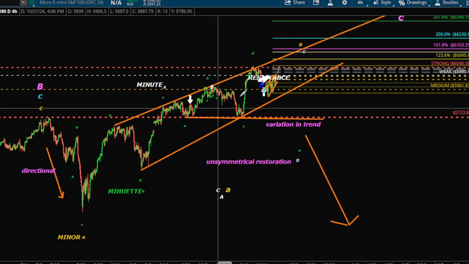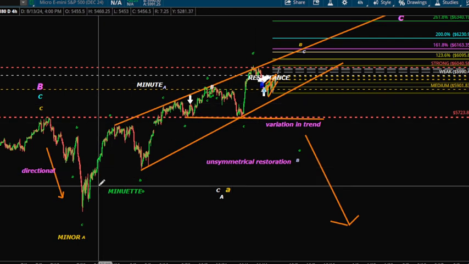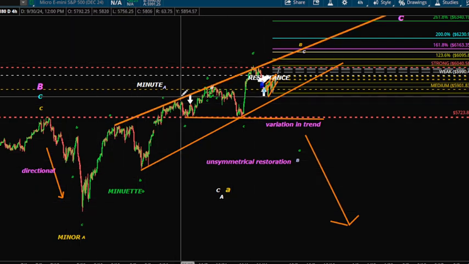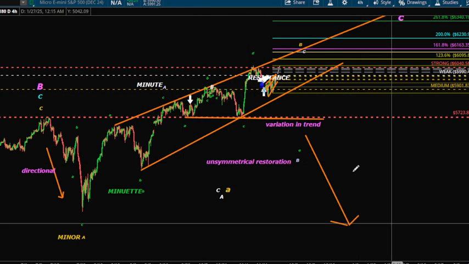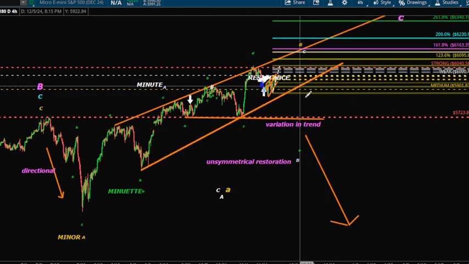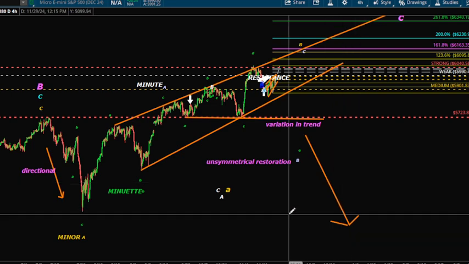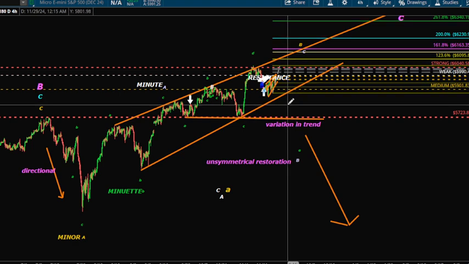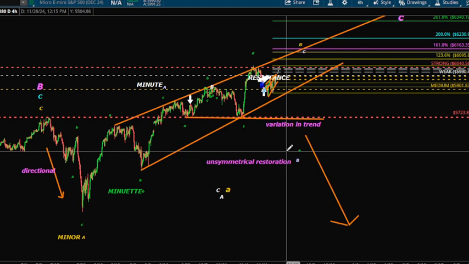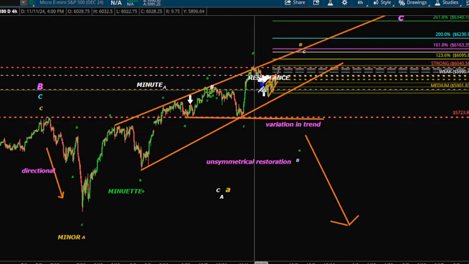Like I said, it could be where this was the triangle A, B, C, D, E, and now we've already started the minor C leg down. So a lot more, I think, more profit to the downside, I would believe.